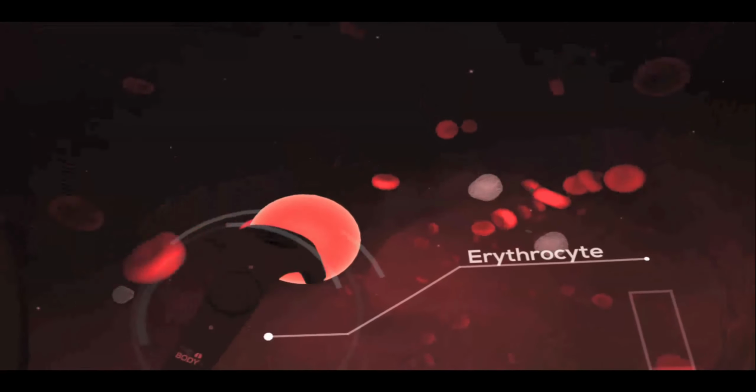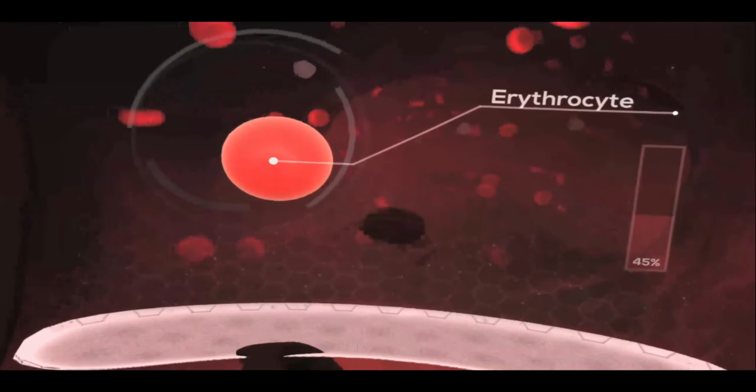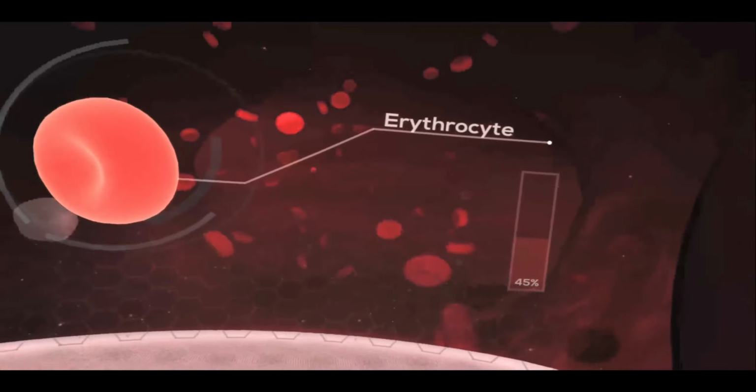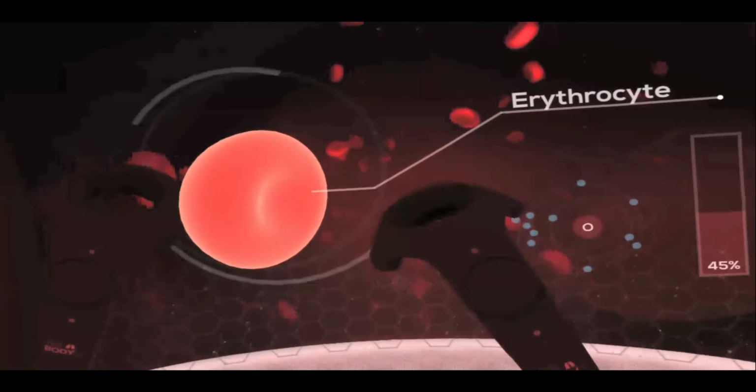Let's take a look at the blood's most prominent cell, the red blood cell. Red blood cells, or erythrocytes, take up almost half of the blood's total volume, giving a red colour to our blood. Their main function is to transfer oxygen from our lungs to vital parts of our body.